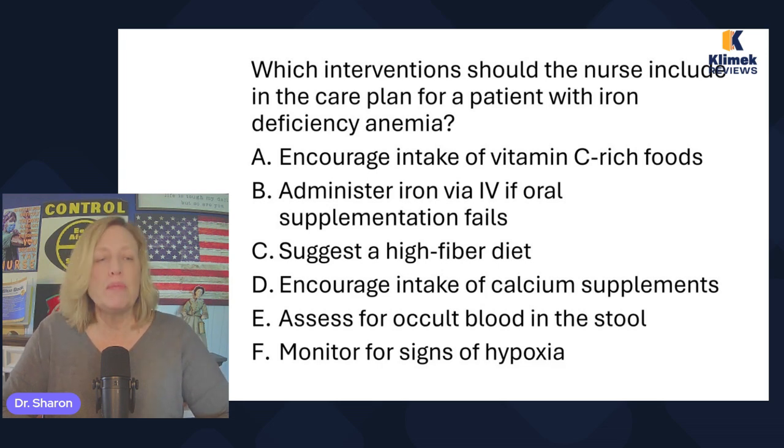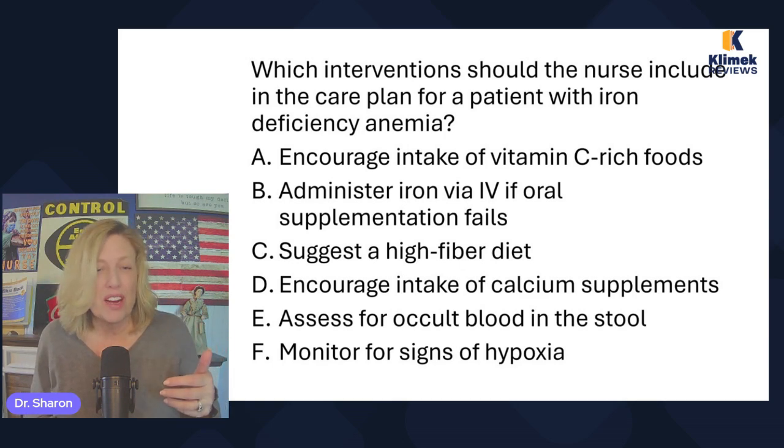So I want them to take, let's see, intervention. So I want them to take iron for sure. And they can take it orally, but if that doesn't work, they can do IV. So I like B for sure, administer iron via IV. Now, one thing I know, and this is something you are going to have to just learn, is that vitamin C actually helps the absorption of iron. So we're going to pick A. So just remember, vitamin C helps the absorption of iron.